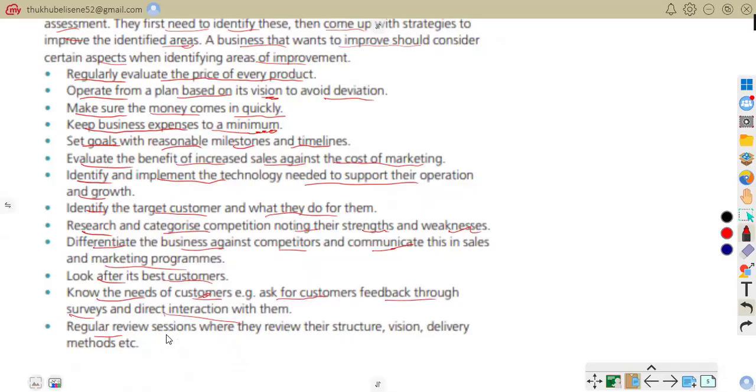Hold regular review sessions where they review their structure, vision, and delivery methods. So that is that. Whereby you are going to hold regular reviews. The business should regularly review its structure, vision, goals, and methods of delivering products or services, to identify what needs to change. That is that. So now let us move on.